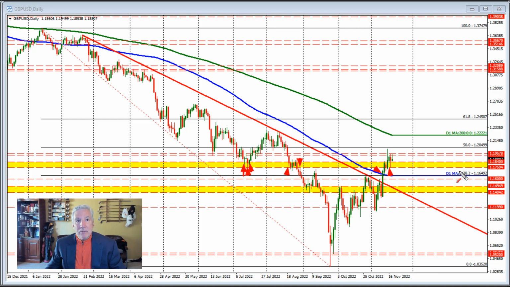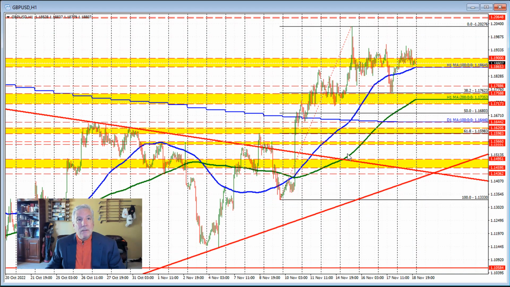So the 38.2% retracement is also at that same level for that currency pair. So be aware and prepared for that. On the hourly chart, the 100-hour moving average is close support. That'll be a key barometer in early trading this week.